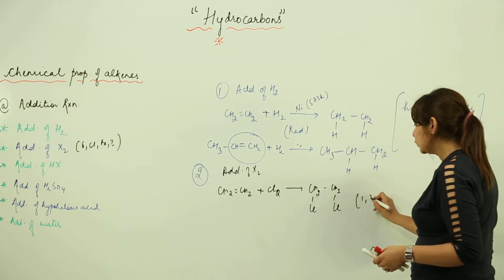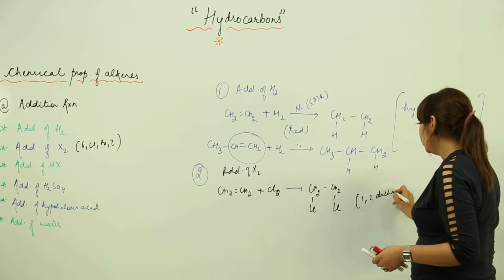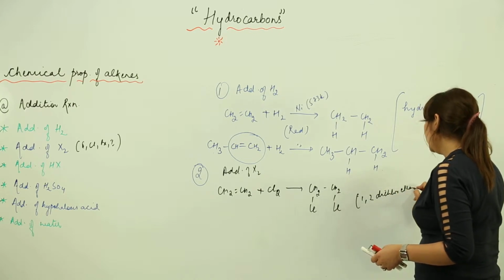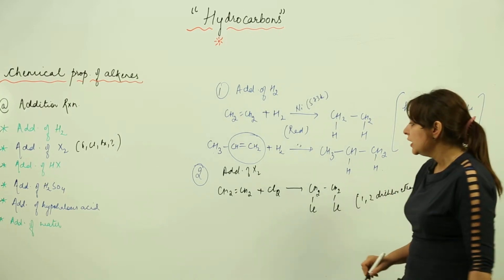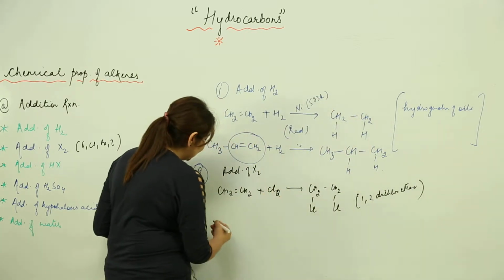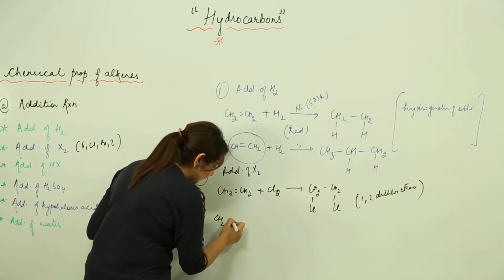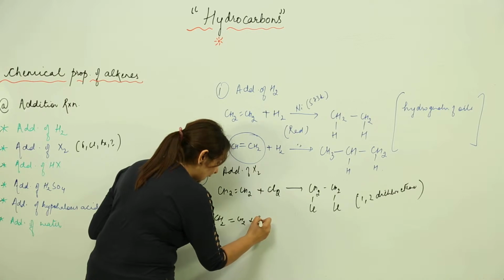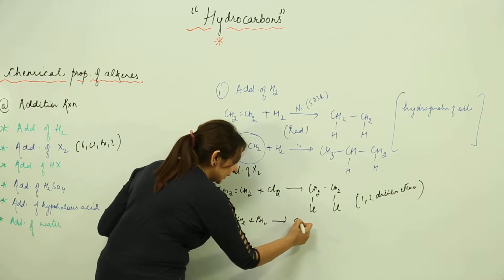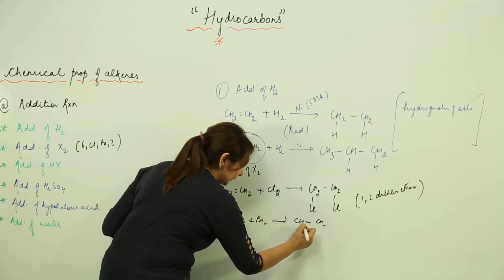What is it? It is 1,2-dichloroethane. You all know how to write the IUPAC names now. Suppose I am going to add bromine now, so let's say this is my CH2, my ethene. I am going to add bromine. Obviously the reaction will occur in a similar manner.